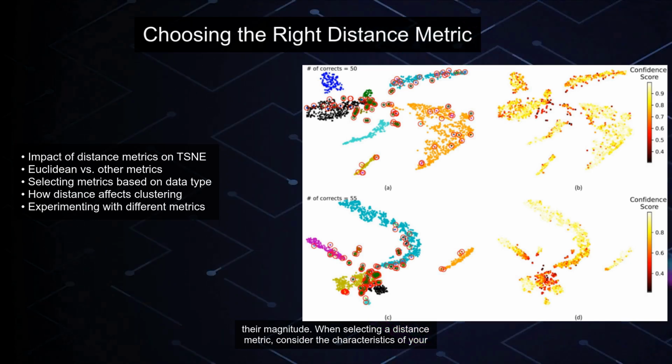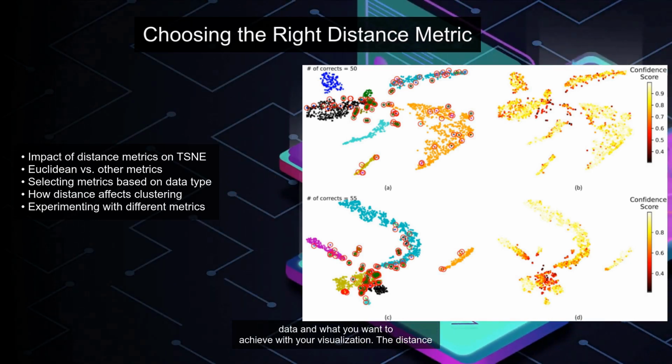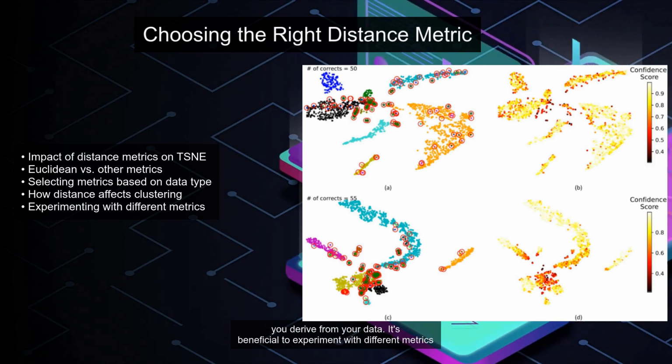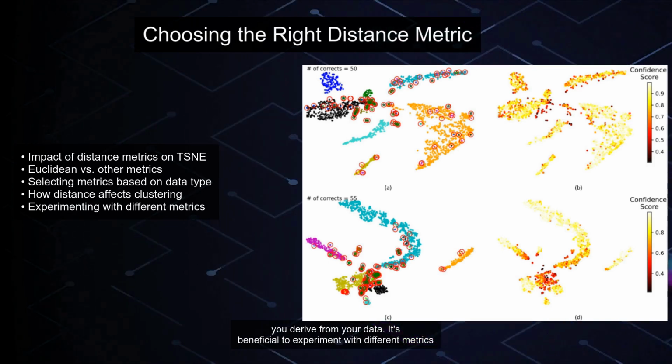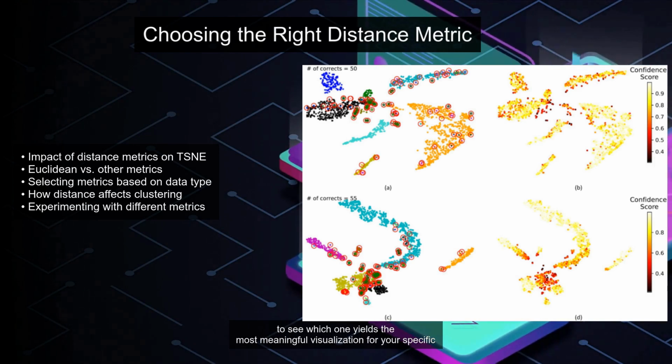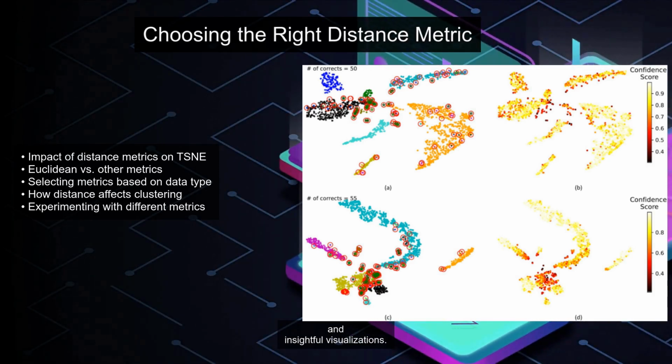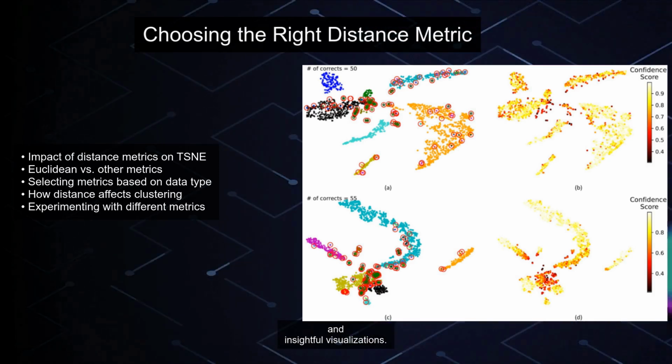their magnitude. When selecting a distance metric, consider the characteristics of your data and what you want to achieve with your visualization. The distance metric affects how clusters are formed and can significantly impact the insights you derive from your data. It's beneficial to experiment with different metrics to see which one yields the most meaningful visualization for your specific dataset. Understanding the implications of your choice can lead to more accurate and insightful visualizations.